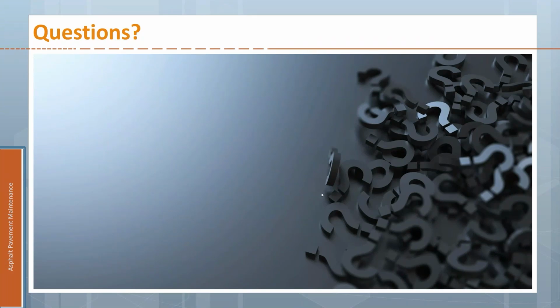Okay, great. And we did have two people that actually asked the same question. So merging both those questions together, what I have is: is it recommended to remove the striping, or is it okay to fog seal over the striping and then restripe?